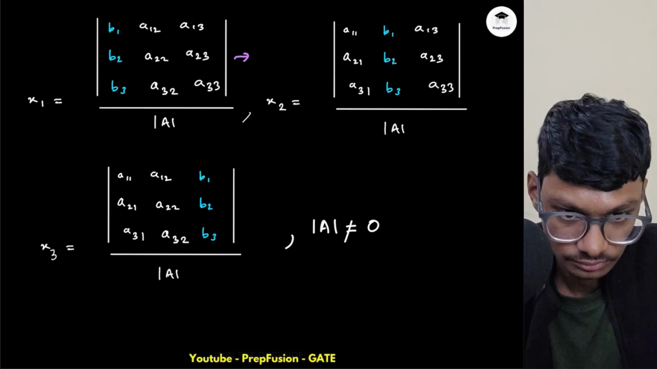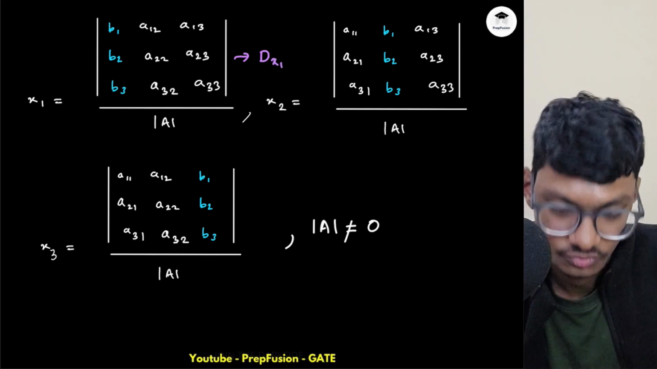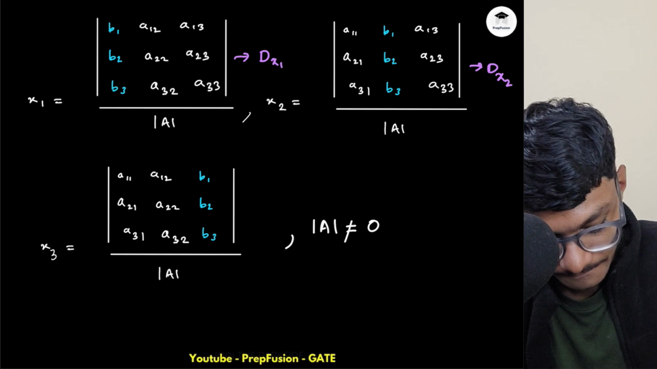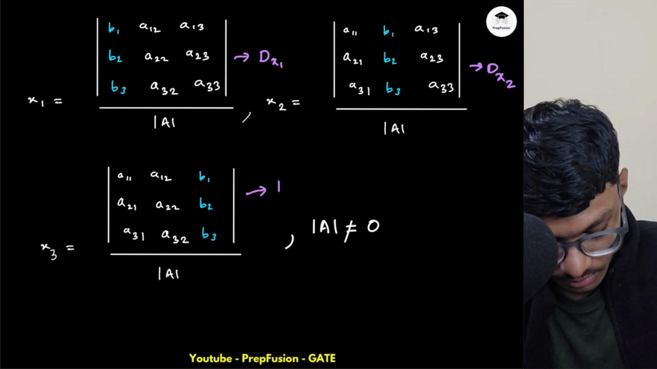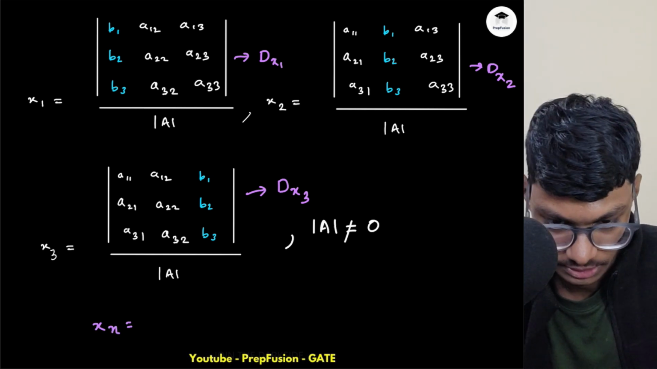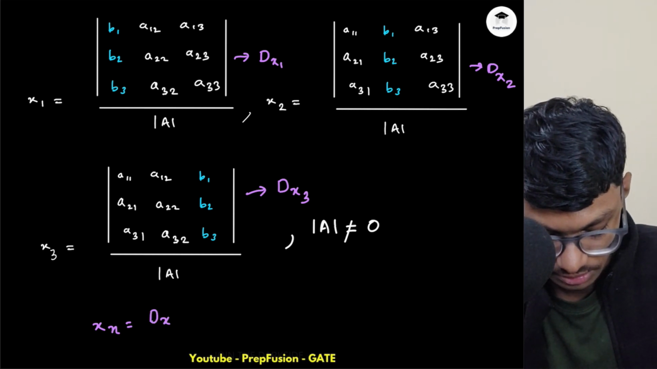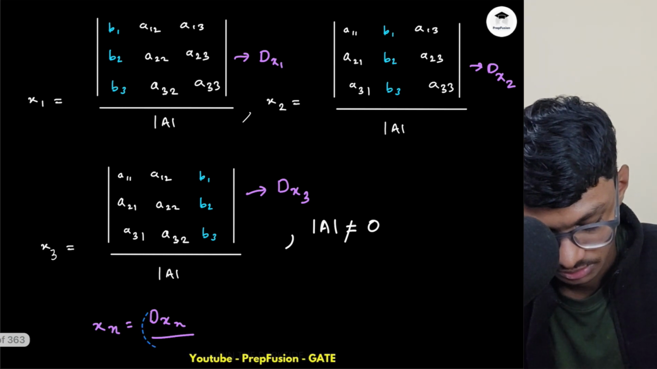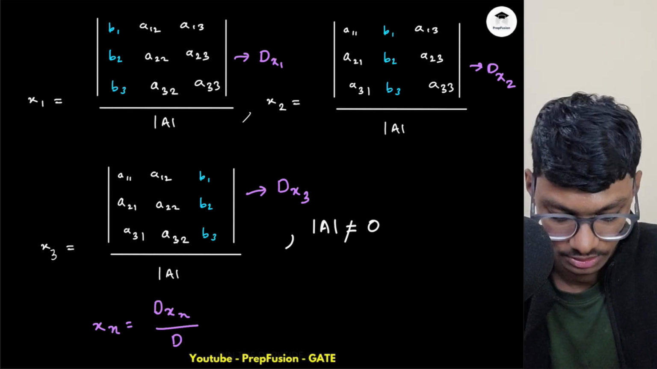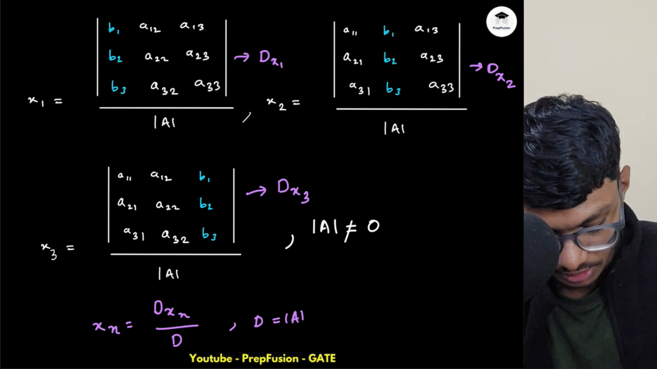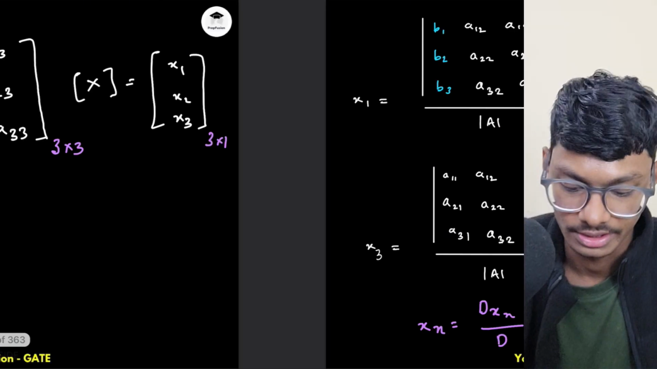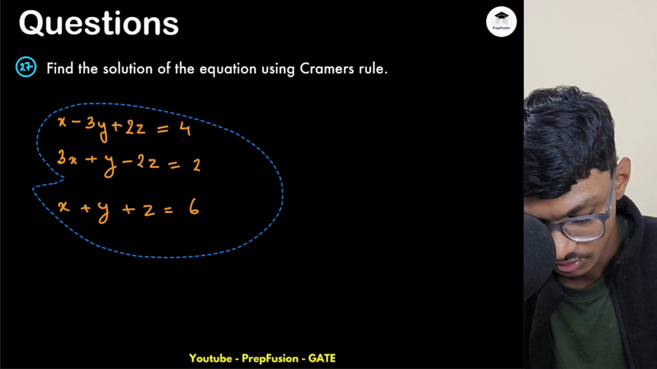So this is denoted like this: determinant of x1, determinant of x2, determinant of x3. So xn equals determinant of xn divided by D. What is D? D is the determinant of A, and these are changing according to the D of xn. Let's come back to our case. I just gave you a brief about Cramer's rule and how to solve with it.